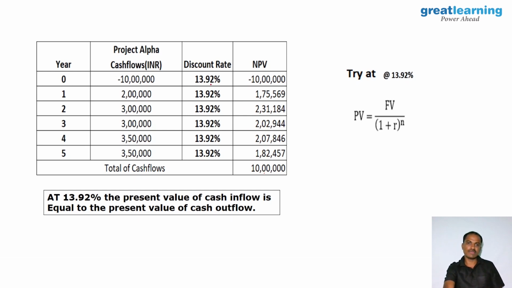Okay, if you try with precise 14%, this would go up a little more, maybe 10 lakh 20,000 or 30,000. We don't want that amount, we want the exact amount, right? So that's why 10 lakhs. So we will try with 13.92%. So this is what you need to understand.